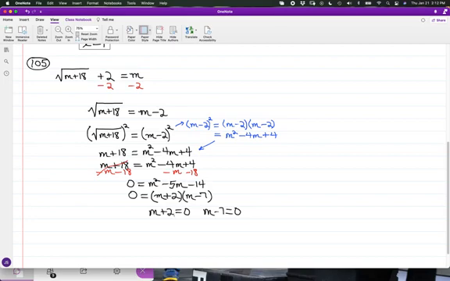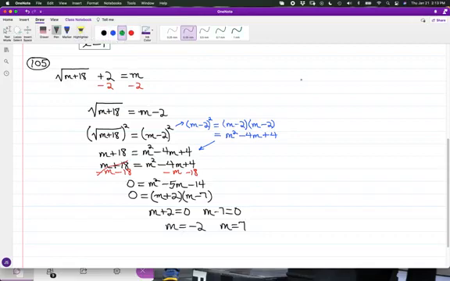And with the application of the zero product property, if I set m plus 2 is equal to 0, okay, we have possibly that m is equal to negative 2. And with m minus 7 equal to 0, we have the other possible solution for m at 7. So we have 2 possible solutions. Now, it might be that both will check out, or maybe only one will check out, or it might be that we don't have a solution at all.